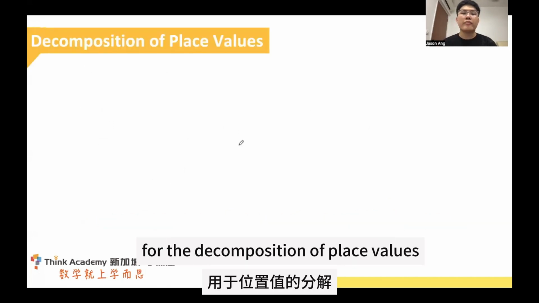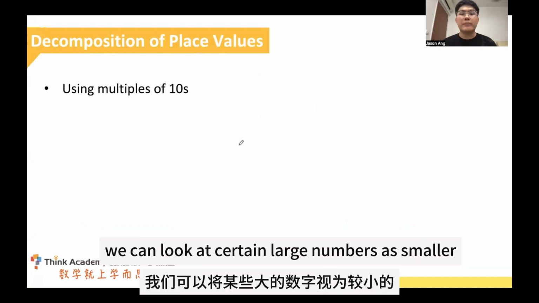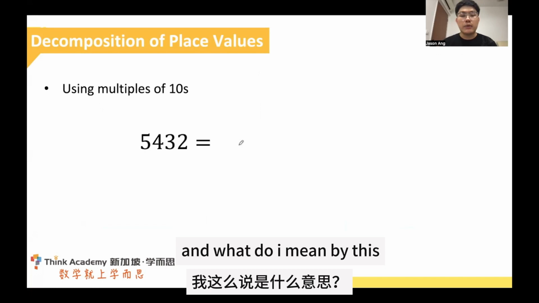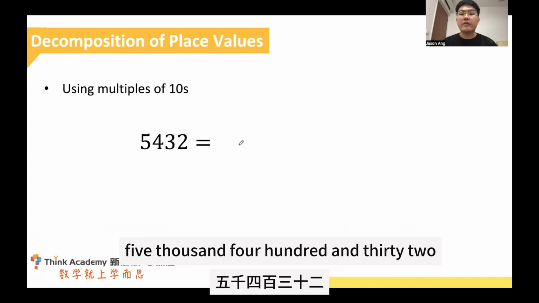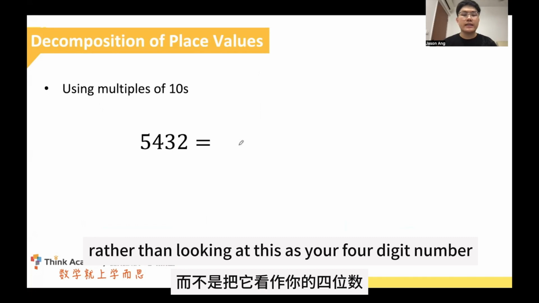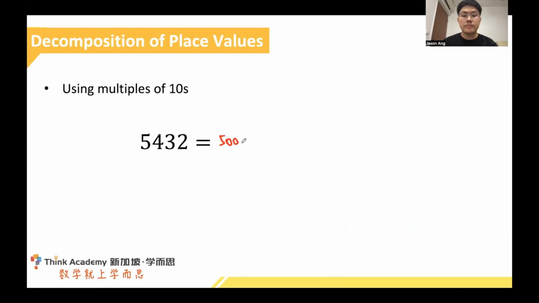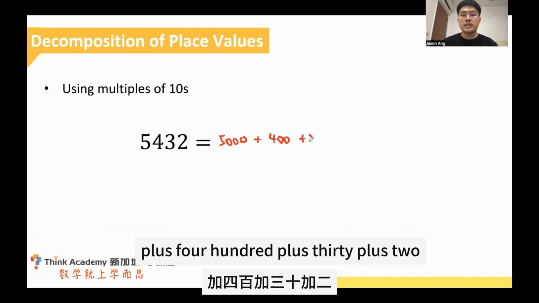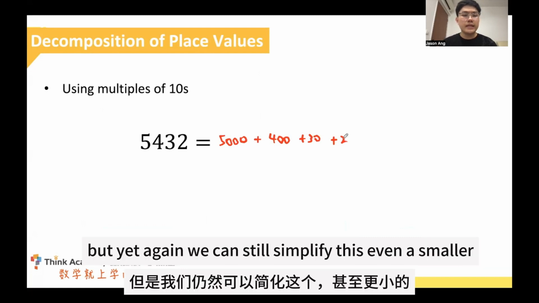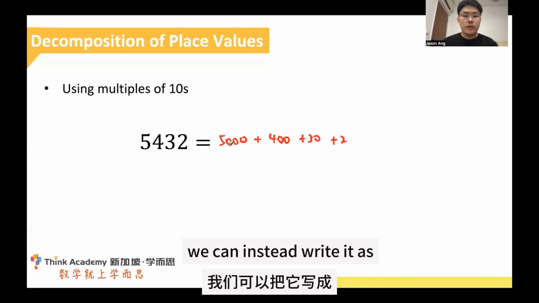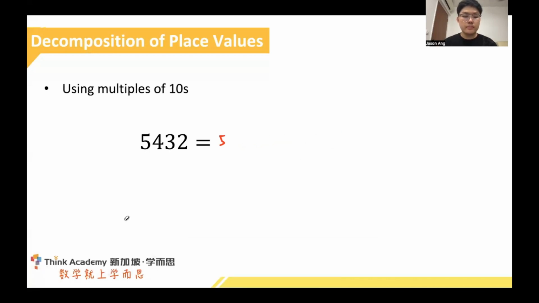Now, for the decomposition of place values, we can look at certain large numbers as smaller place value terms. And what do I mean by this? Let's say we look at the number 5,432. Rather than looking at this as your 4-digit number, we can actually look at it as 5,000 plus 400 plus 30 plus 2. But yet again, we can still simplify this even smaller. We can instead write it as 5 times 1,000 plus 4 times 100 plus 3 times 10 plus 2.